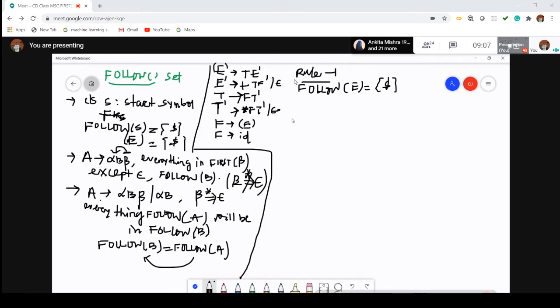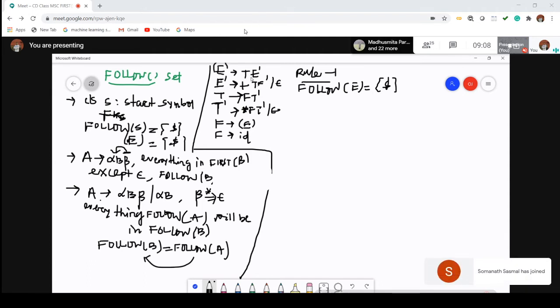Second rule. For the second rule we have to check the productions in which the right hand side does not contain epsilon. If there is no epsilon production, apply rule number 2. If there is an epsilon production, then apply rule number 3. Here, which productions are associated with epsilon?